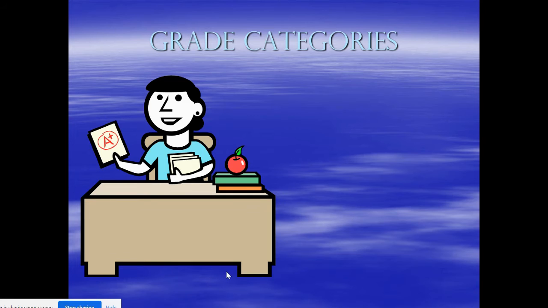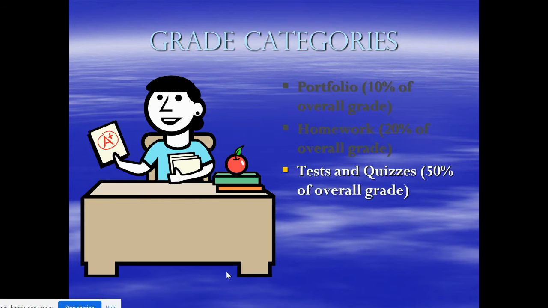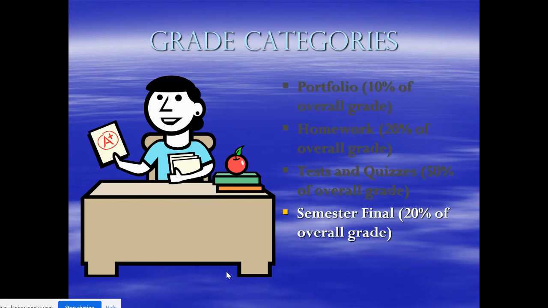A little bit about how the grade is calculated in Accelerated Pre-Calculus. There is a portfolio, which for the most part is notes that they take in class. Otherwise, it's a collection of homework assignments that they've done as well. It should be a pretty easy 10% of the overall grade as long as they follow directions. Homework carries 20% of the overall grade. Tests and quizzes carry 50% of the overall grade, and that leaves 20% for the semester final.